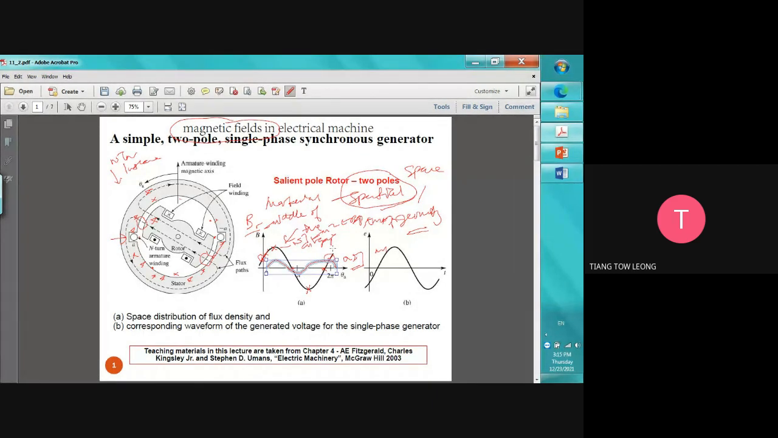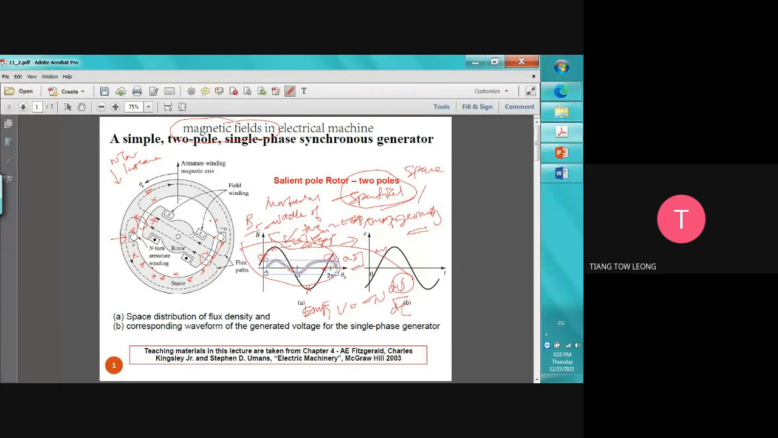Then at the same time, we can also evaluate the B into EMF by using Faraday's law. If you still remember, EMF, V equals negative N d phi dt. Phi is related to B. Okay, so this is how we want to know the basics from the magnetic flux density.